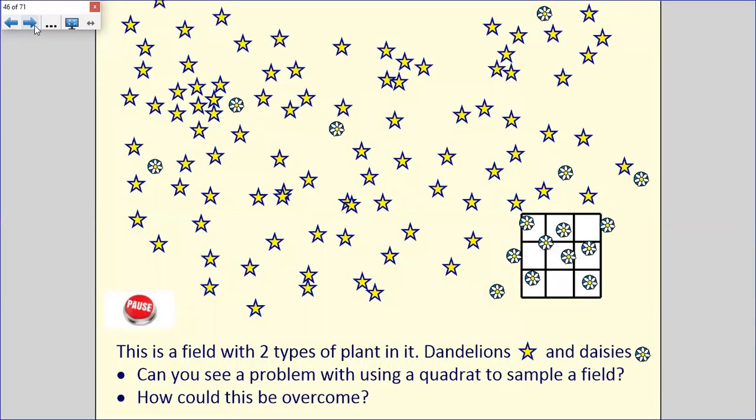So if I was to go into a field, there's my field, and in that field there are dandelions and there are daisies, and I drop my quadrat down at the bottom right hand corner of the field, and I count the abundance of the plants within that quadrat, and then I draw a conclusion about the plants that are found in that field. Now, can you see a problem with me drawing a conclusion about the plants found in that field from the results I've got from that one quadrat? And how could you overcome that problem? I'll give you a subtle clue.